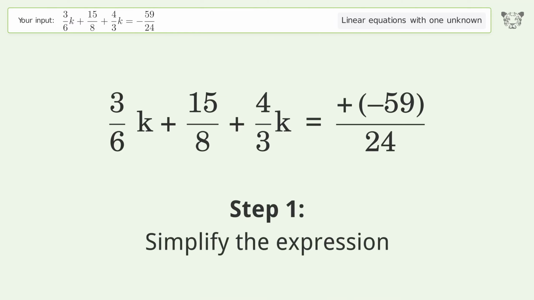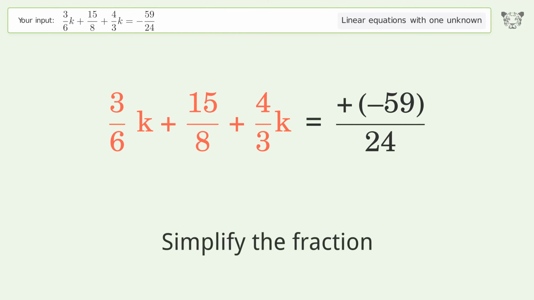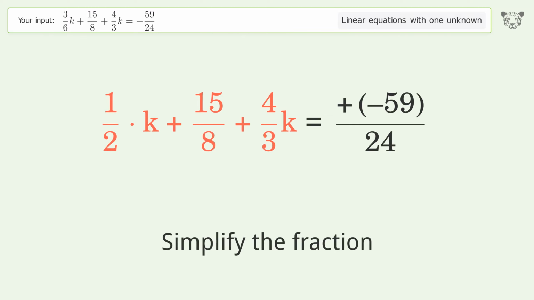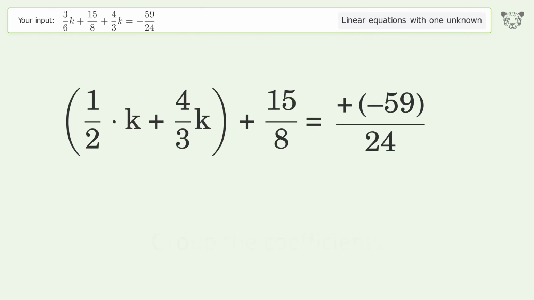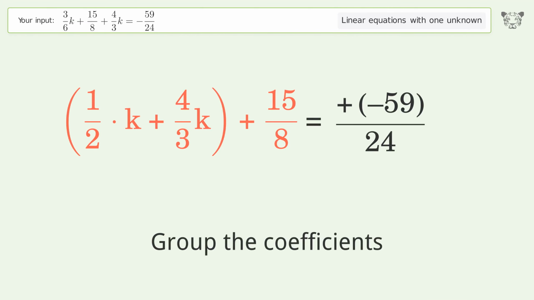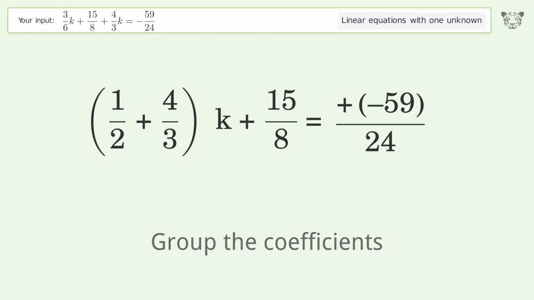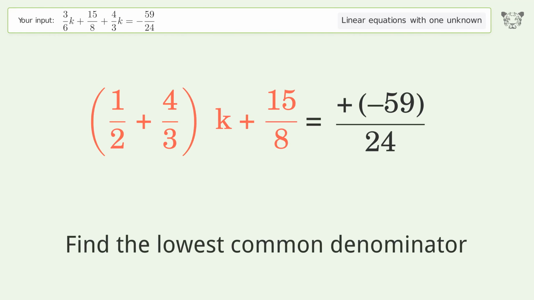Simplify the expression. Simplify the fraction. Group like terms. Group the coefficients. Find the lowest common denominator.